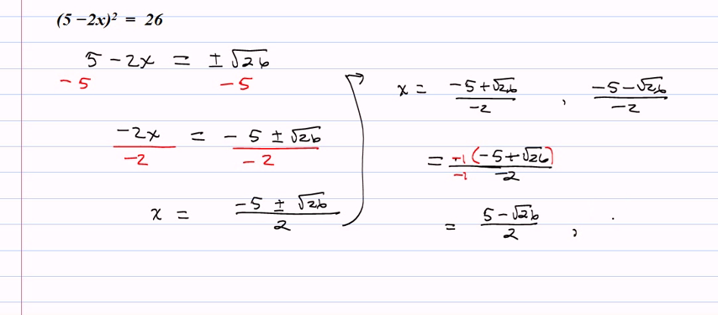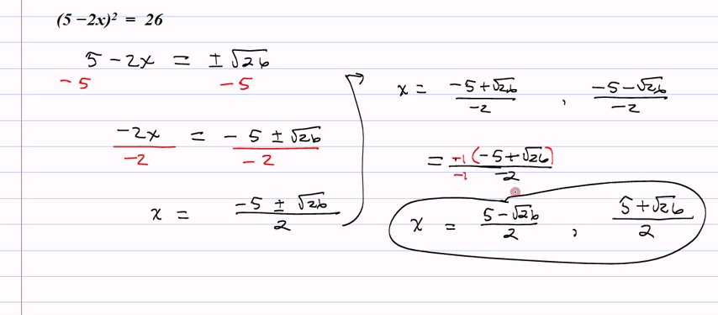And we do the same thing with this one. If we multiply the top and bottom of this fraction by a negative 1, well, the bottom's going to become a positive 2. And the top, well, same thing's going to happen. It will turn into a 5 plus the square root of 26. So notice we still have our plus and our minus, but we don't have any negatives in the denominator. So that's the solution.